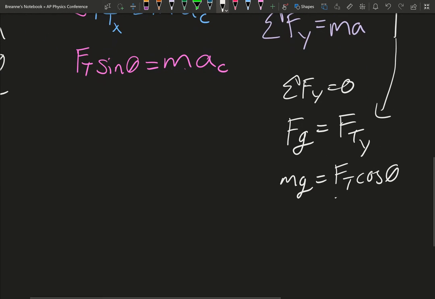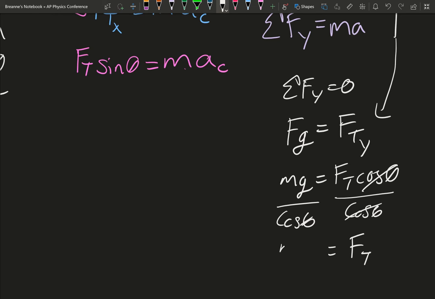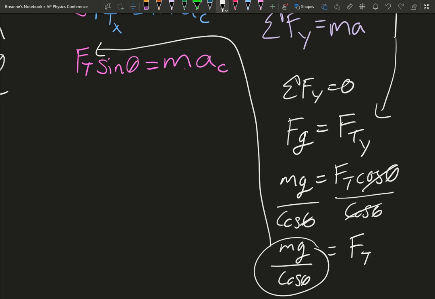That makes a little bit more sense, because I'm sitting here going, how do I find acceleration? My brain was not having it. So force of tension equals mg over cosine theta. You can take that and plug that into there. So you get mg over cosine theta times sine theta equals m a_c. And we're trying to solve for a_c. We're trying to get a_c by itself.